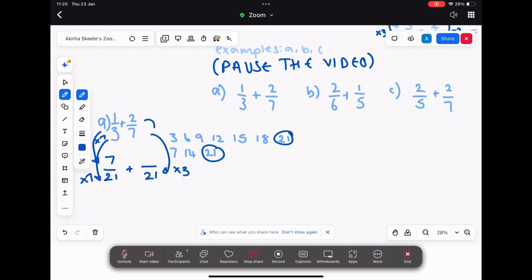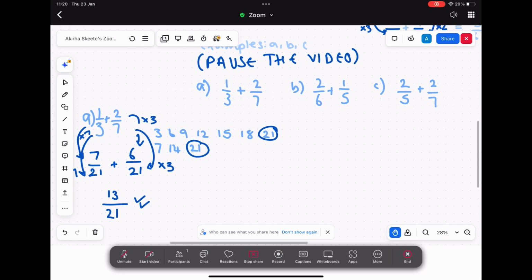Okay, so let's look at the other side. So we've got 7/21. To get from 7 to 21, we times by 3. So 2 also needs to be times by 3 to get to 6. Okay, now add the tops as normal, and we get 13. 21 stays 21. Okay, moving on.